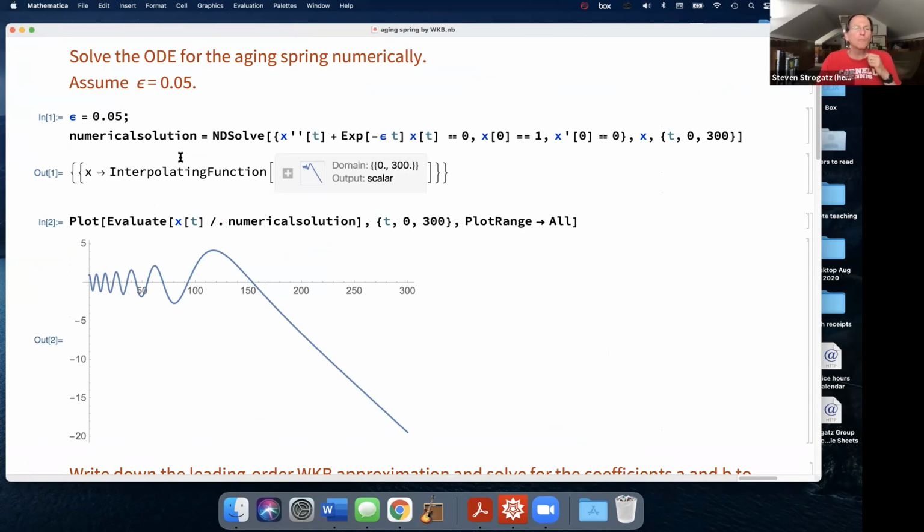All right. So solve the ordinary differential equation numerically. Let me pick an epsilon moderately small, say 0.05. I solve it in Mathematica numerically and tell it to plot the result. And notice some interesting stuff. By the way, I started it with x of 1 and initial velocity of 0. So it's like you take the thing, pull it back to unit amplitude, let it start oscillating.